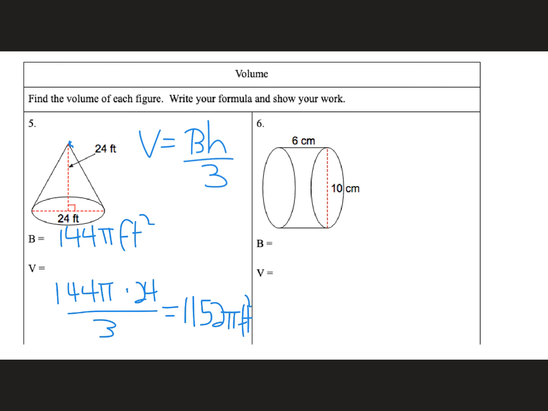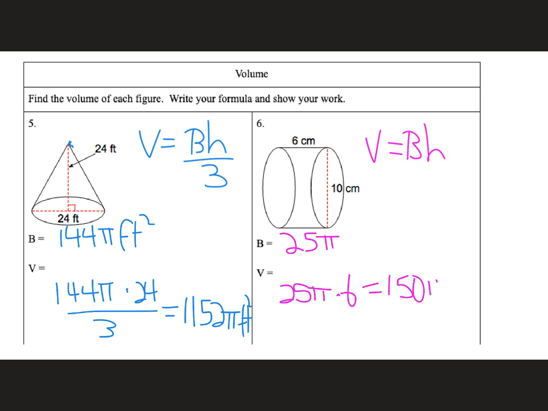Next one, this is the same idea as the front page in terms of the base. So that radius is 5, so the base is 25 pi. Again, it's a circle, so it's pi r squared. And then for the volume here, the volume is the area of the base times the height, because we are not pointy. So the area of the base times the height, 25 pi times 6 makes 150 pi, and we have centimeters cubed.